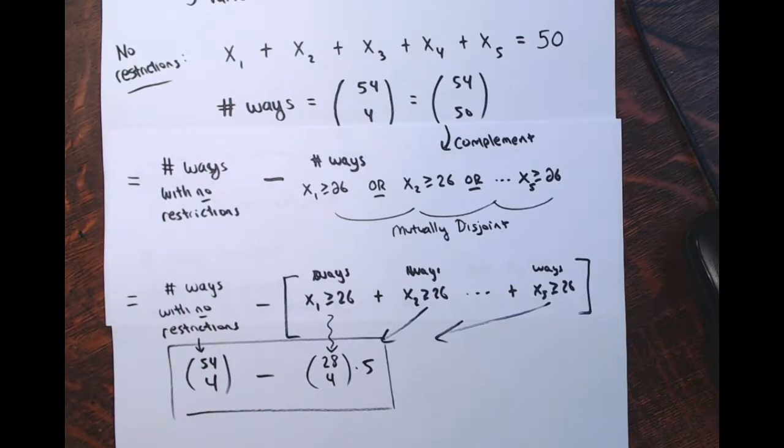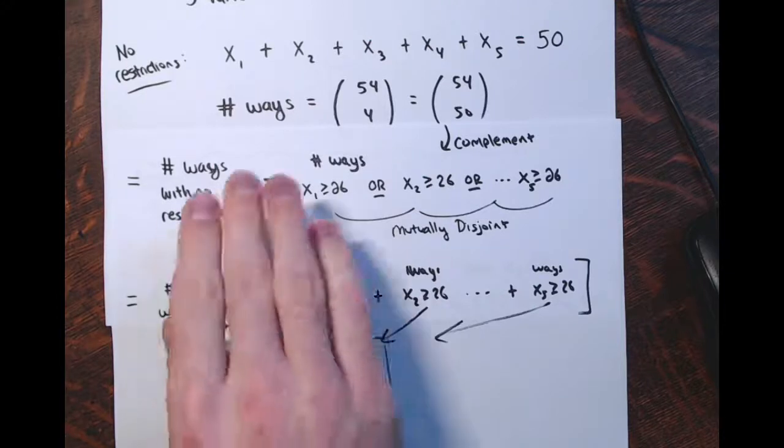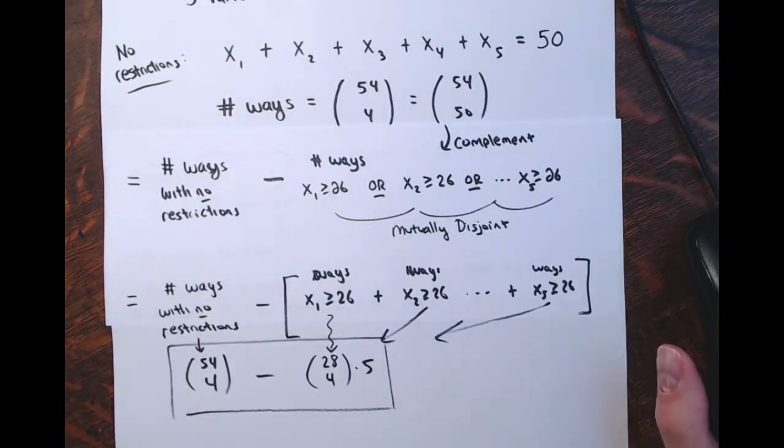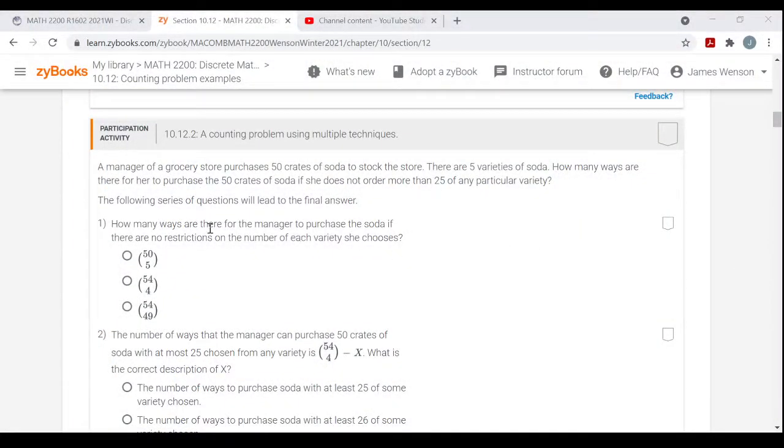And again, this is applying the complement rule, the sum rule, and the number of ways to put indistinguishable balls into distinguishable bins. Right, lots of things going on here. So back here, they do ask us, how many ways with no restrictions? 54 choose 4.